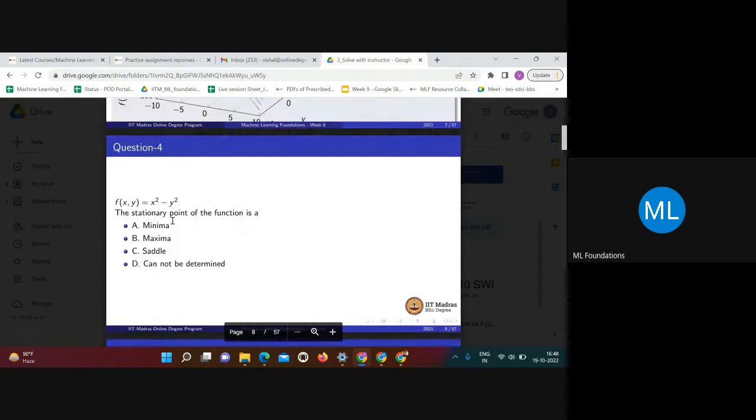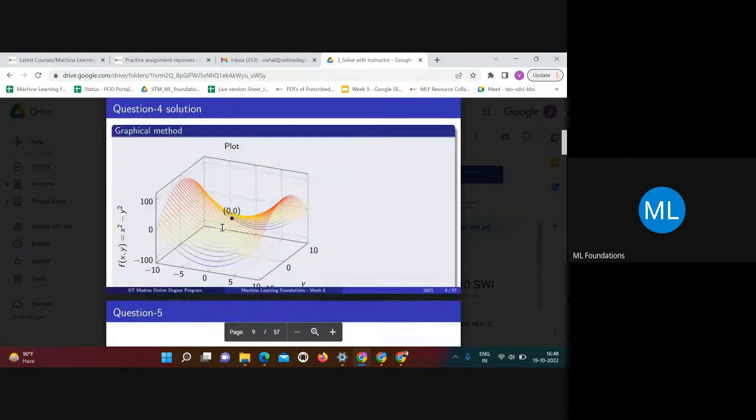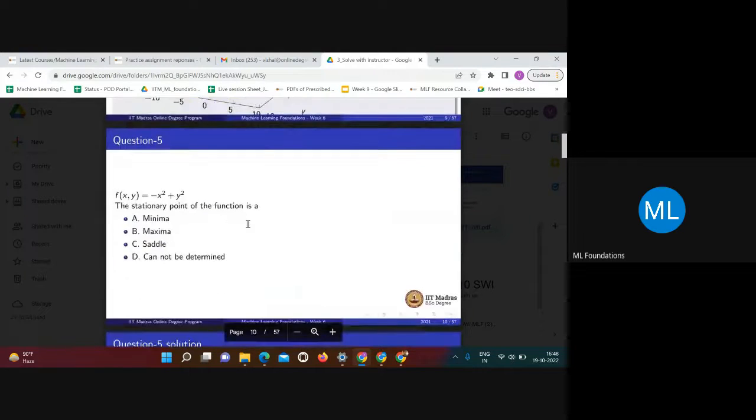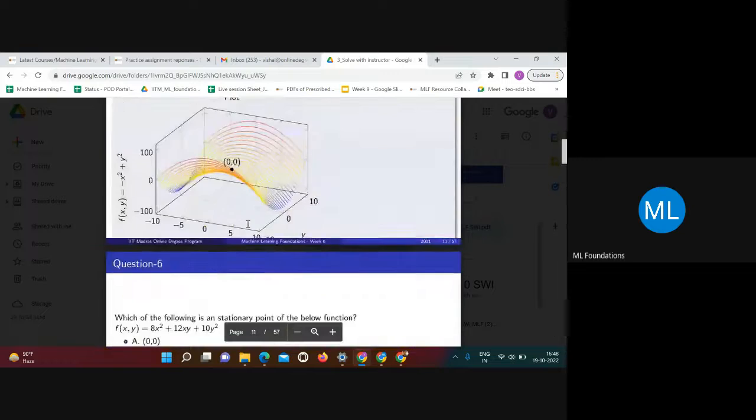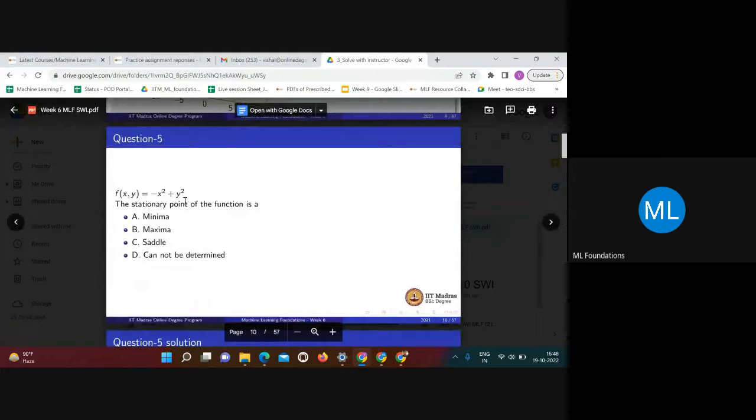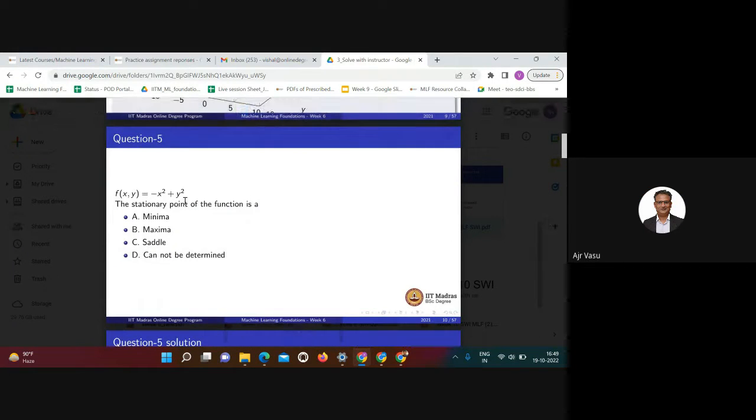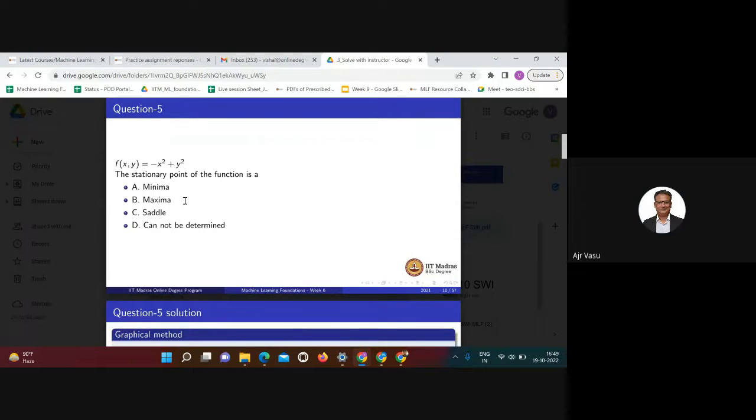So what about x square minus y square? I guess we have discussed this, right? You can't say much about this function. This is a saddle point. What about minus x square plus y square? Still a saddle point. Then we can't conclude. Option D.